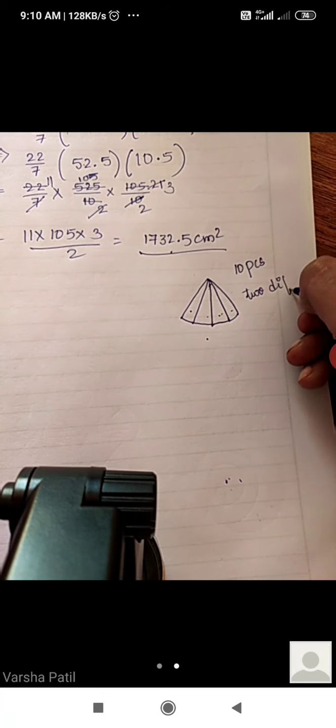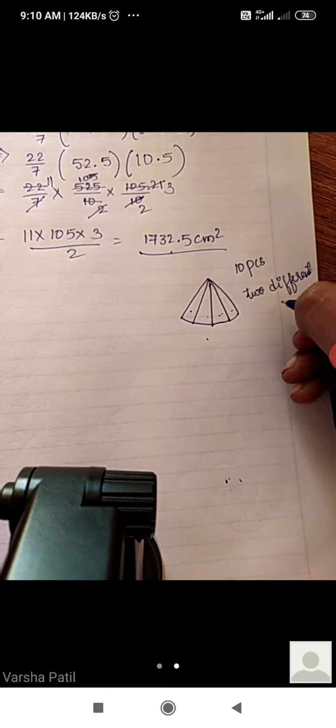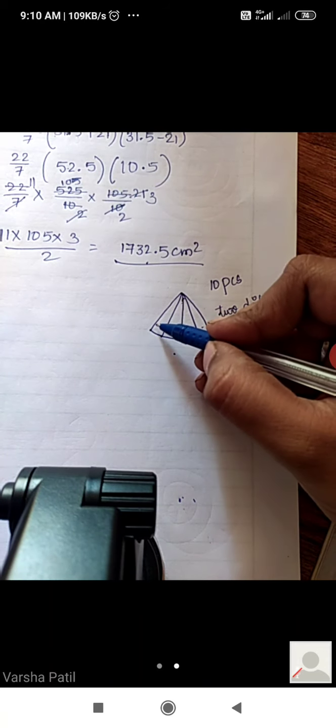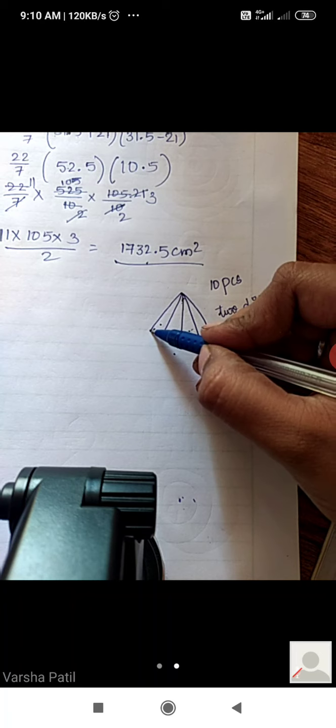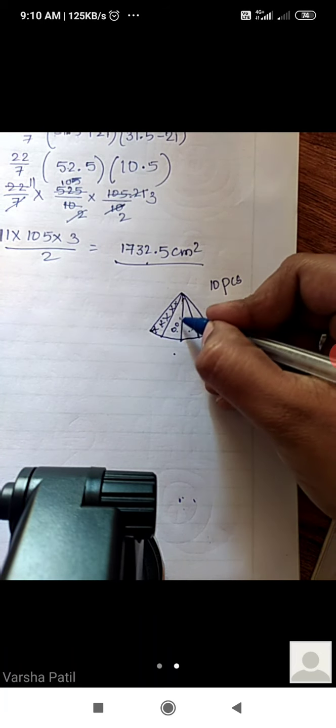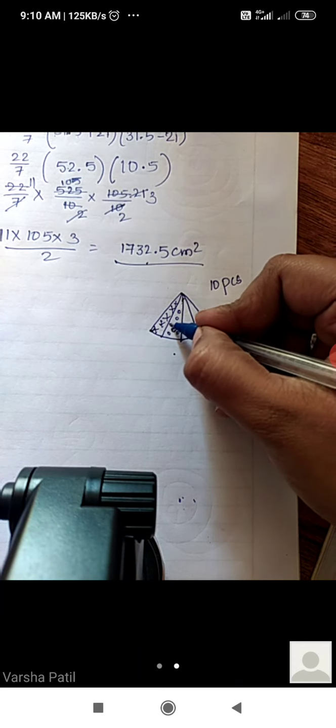And how many colors are used? Two different colors are used. Correct? Is it mentioned like this in the question? If I just draw like this, this is cloth one and this is cloth two, because two different cloths are used.